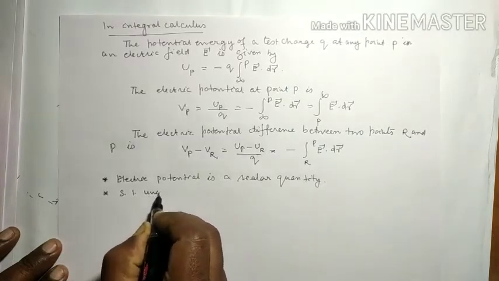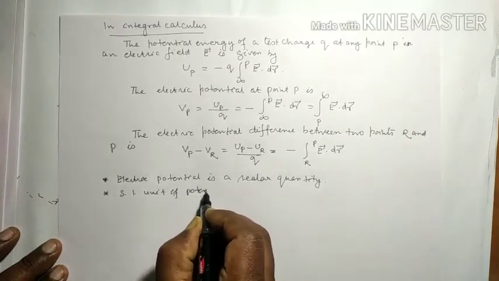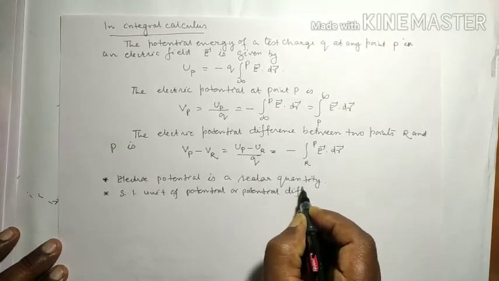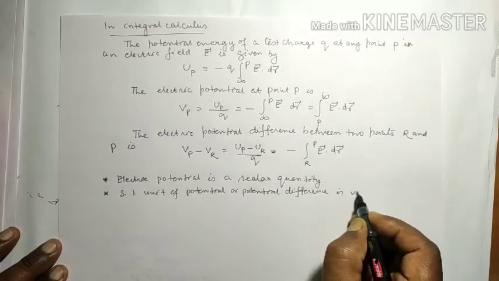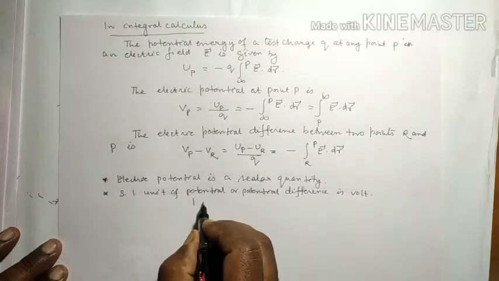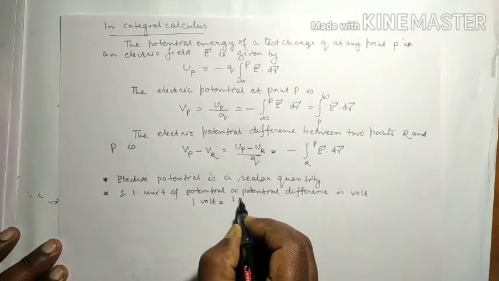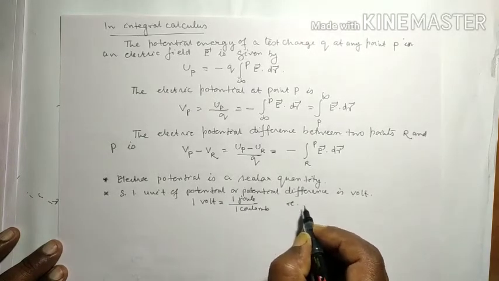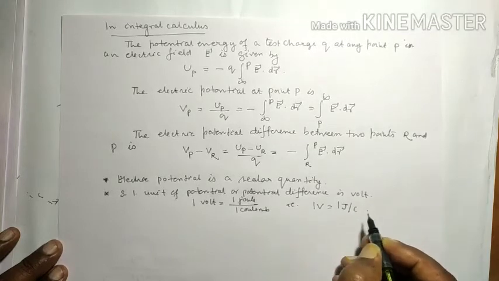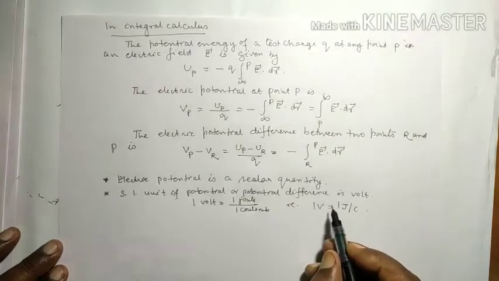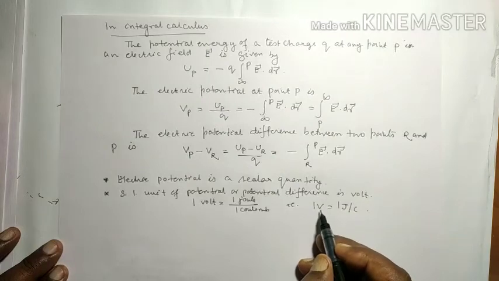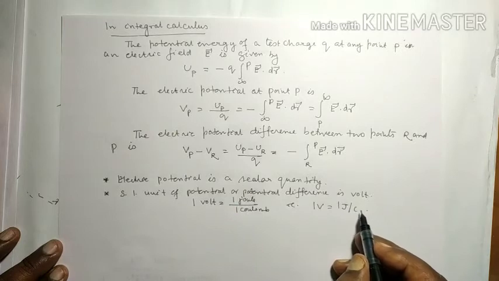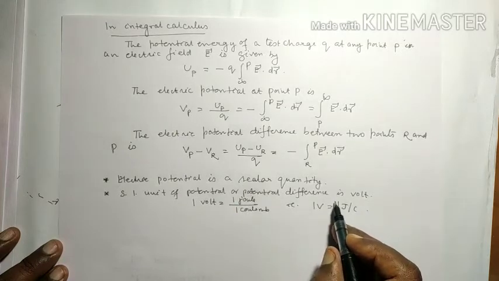SI unit of potential or potential difference is volt. 1 volt equal to 1 joule per coulomb. Potential difference between 2 points is said to be 1 volt if 1 joule of work is done in moving 1 coulomb of charge from one point to another.